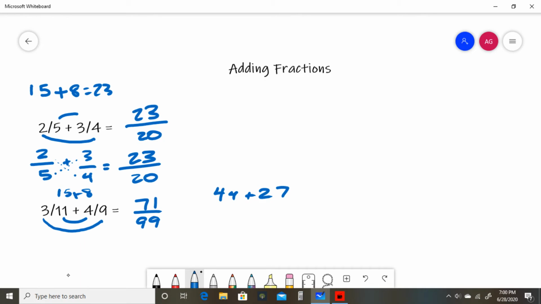Now, if they had asked it like this, with the horizontal fraction bar, 3/11 plus 4/9, your first step is still the same. 11 times 9 is 99. Then, do 11 times 4, cross-multiplying, and 3 times 9. 3 times 9 is 27, 11 times 4 is 44, and 44 plus 27 is 71. So our numerator is 71.